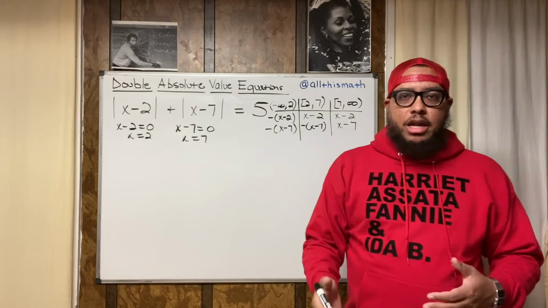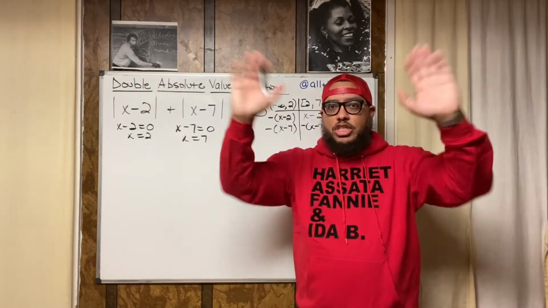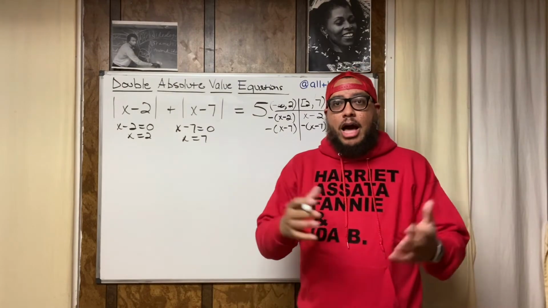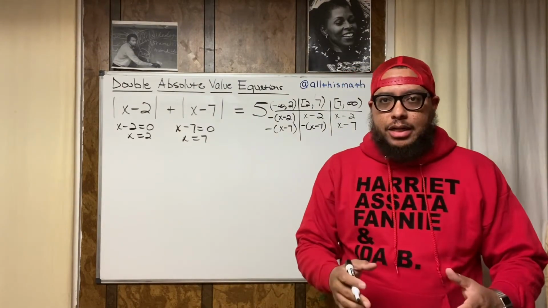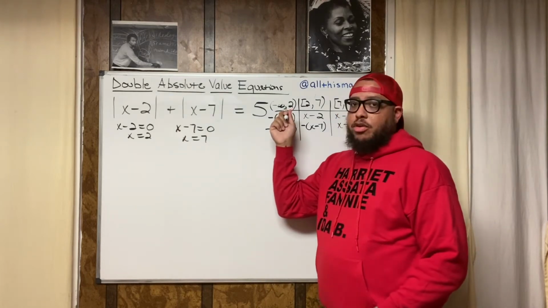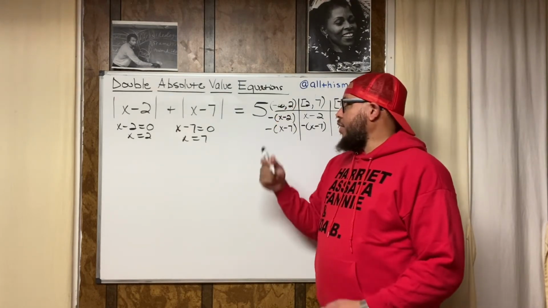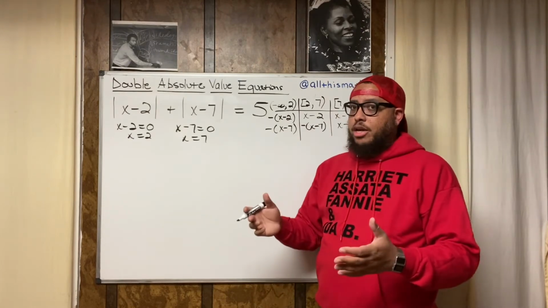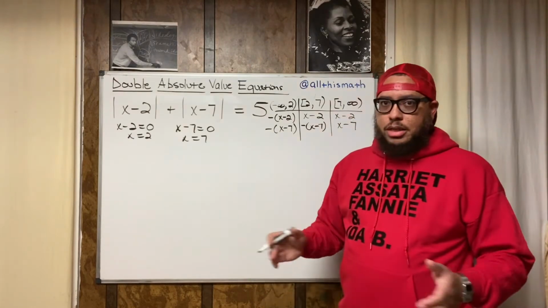And then I'm going to solve all 3 of those equations. And then I'm going to decide if I'm going to accept or reject the solutions that I get. Now, how do I decide that? Whatever that number is, I'm going to test it to see if it's in that interval. So in the first equation, if I get a number that's in this interval, then I accept it and it's cool. If it's not in that interval, then I reject it and it's not cool.